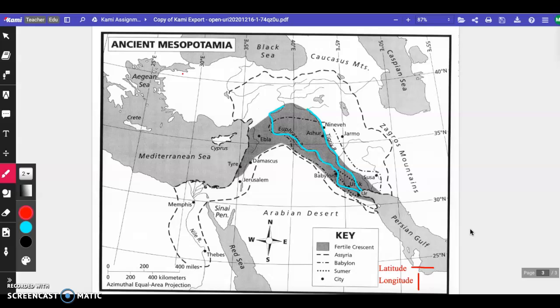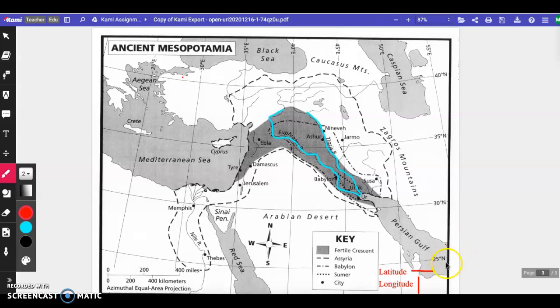Longitude lines go from the North Pole to the South Pole, so those go vertically. If I look on the right side of this page, I'm going to see the latitude lines are labeled with a number of degrees, and in this case north because it's north of the equator. So I have 25 degrees north all the way to 40 degrees north. The longitude lines are labeled at the top of the page. These lines run from 25 degrees east in increments of 5 all the way to 55 degrees east.